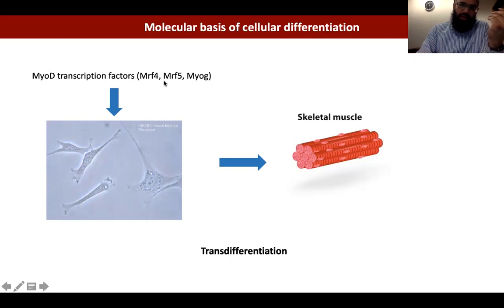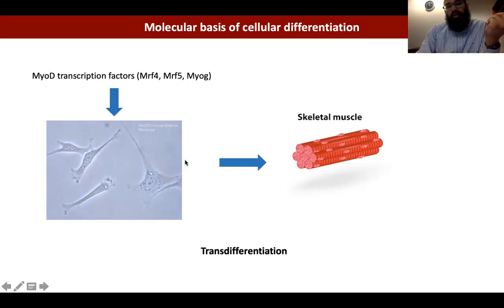So if they are carrying the MRF4, MRF5, or MyoG genes, these genes would also be integrated into the host cell. If fibroblasts are the host cells, MRF4, 5, and MyoG become integrated into the fibroblast genome, and once integrated, they start expressing. And you can imagine very well what happens when these myogenic factors start expressing in the fibroblasts.